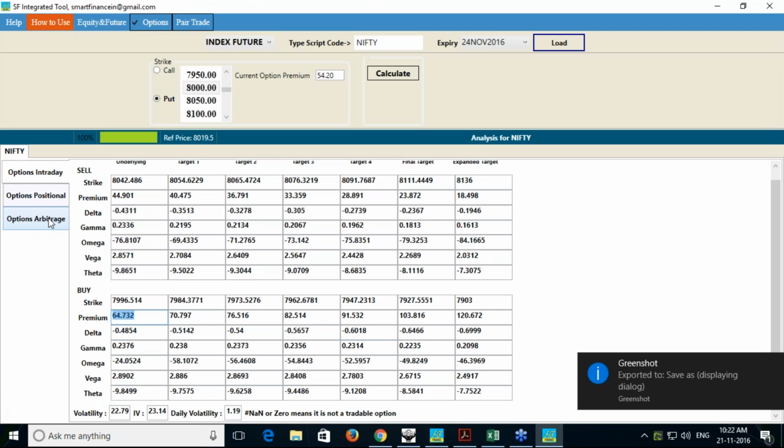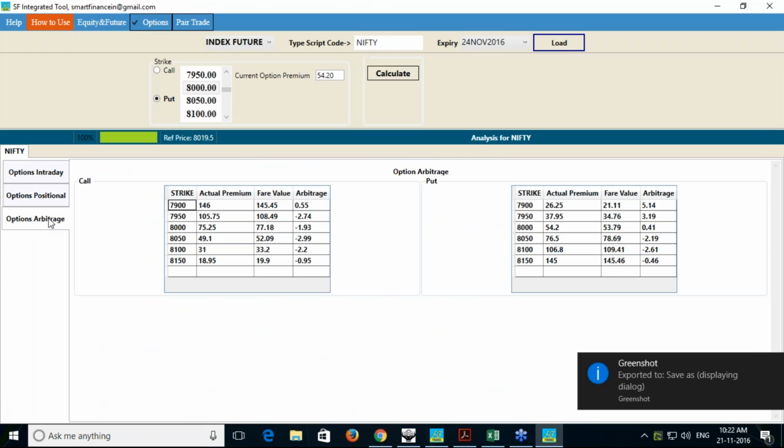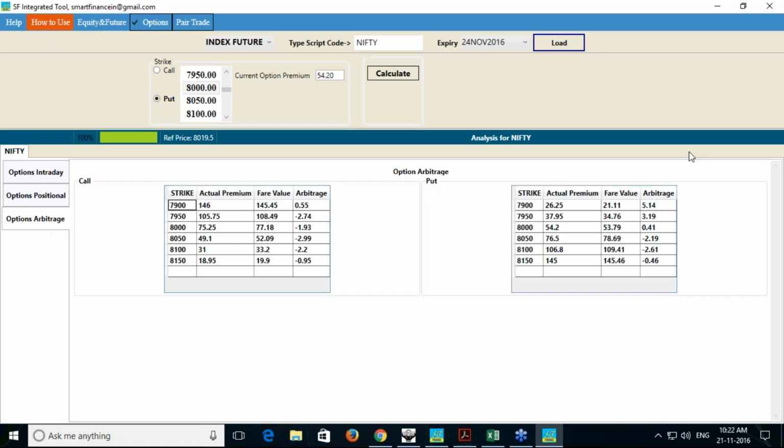Besides that, we have a facility here, option arbitrage. Once you click on this, after loading, it will tell you how much arbitrage value there is. This is the fair value of a put option: 26 rupees trading, 21 rupees fair value, 5 rupees excess. For 7950, actual 37, fair value 34, 3 rupees excess. For 8050, actual 76, fair value 78, 2 rupees lesser. This way you get the fair value and excess value.